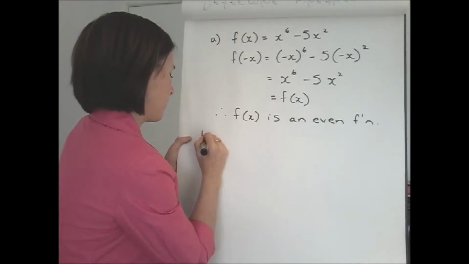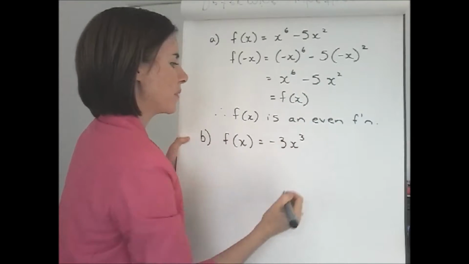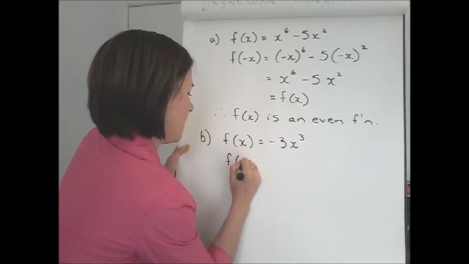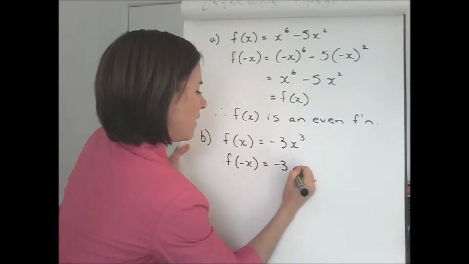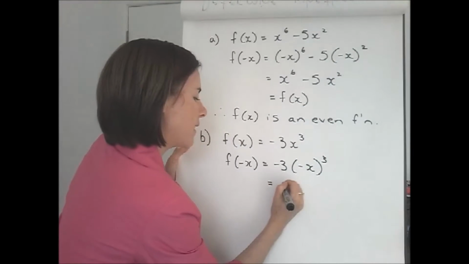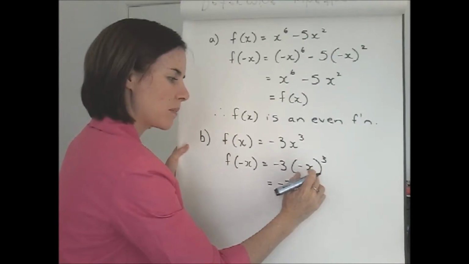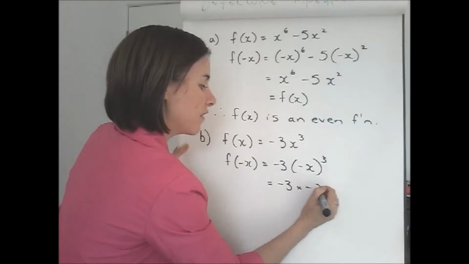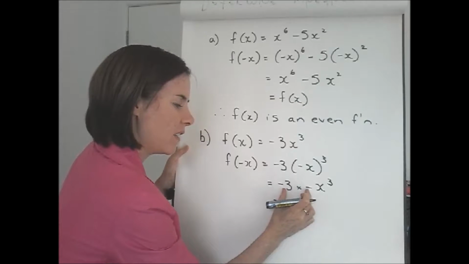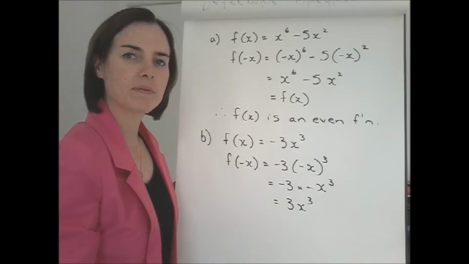Now question B, f(x) is negative 3x cubed. To test whether it's odd or even, sub negative x in. So negative 3 times negative x cubed. It's negative 3 times negative x times negative x times negative x. It's going to be negative. Negative because it's an odd power. And then these two negatives multiply to a positive answer.